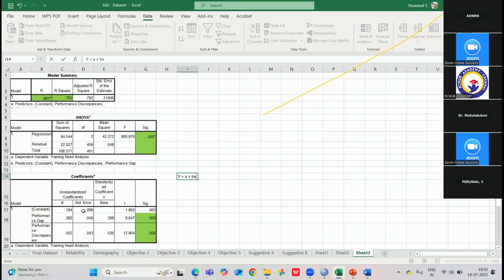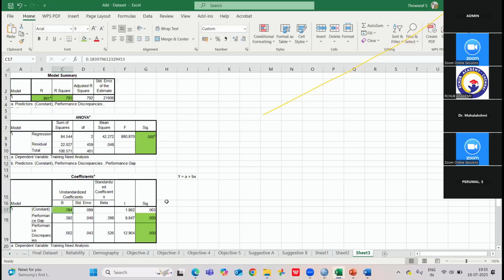Here a and b are constants. A is nothing but this beta coefficient value. That is b. Here there are two factors, right? So b1 x1 plus b2 x2. B1 is nothing but this value, and x1 is nothing but the performance gap. Similarly, b2 is nothing but 0.562, and x2 is nothing but this value. This is social science studies data, but if it is secondary data, you can make a forecast. If time permits, I will let you know.